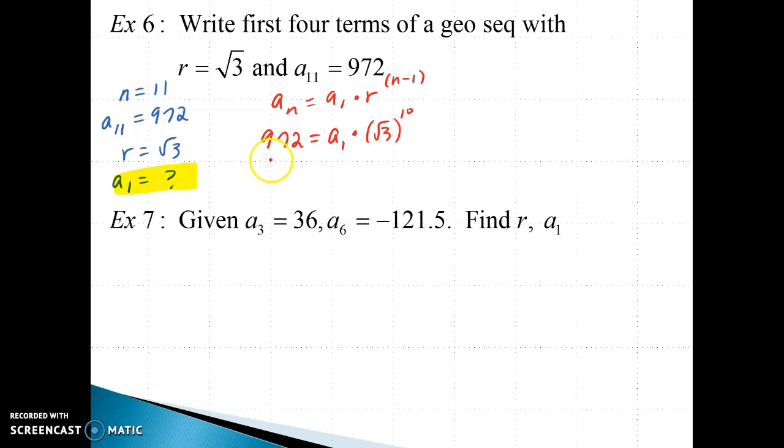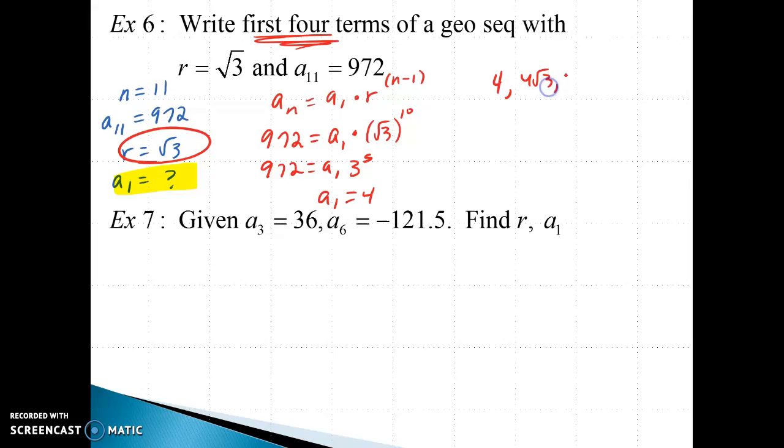And we can also think of this like root 3 is really 3 to the 1/2, and when we raise a 1/2 power to the 10th power, we really multiply those, so it just gives me 3 to the 5th. And if I divide, I find out that a sub 1 equals 4. And since we want to find the first 4 terms, I start with 4, and then I just repeatedly multiply by my r value of root 3. So I get 4 root 3, and then 12, and then 12 root 3.